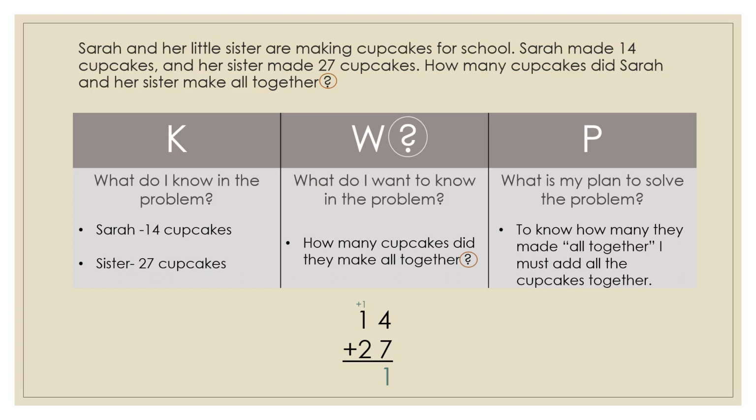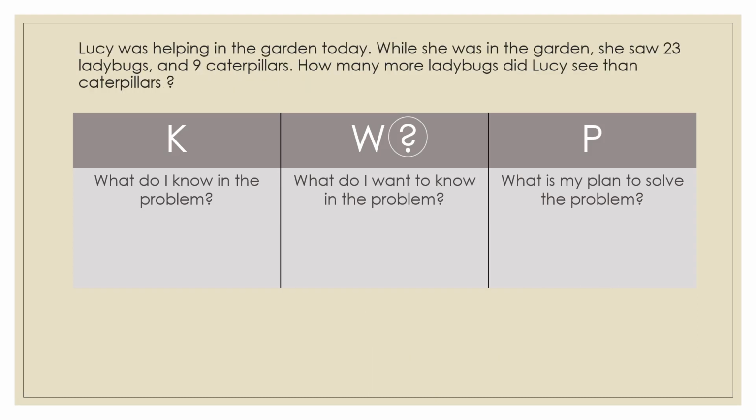Now I'm going to add 1 plus 1 plus 2, which gives me 4. The answer is 41, but I'm not done. When you do word problems, don't forget to label your answer. So my answer is 41 cupcakes. Sarah and her little sister made 41 cupcakes all together. Let's look at another problem.